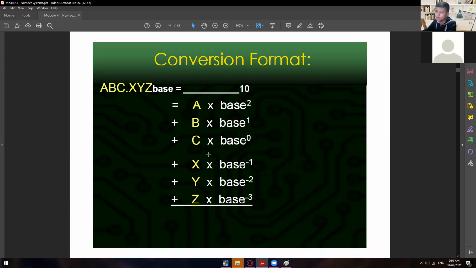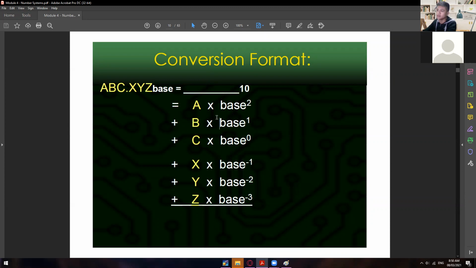Okay, and then for the fraction part, whatever the values of those are, x, y, z, multiply each to its base. You will start with -1, -2, and then -3. That's why we have here raised to -1, raised to -2, and then raised to -3. Okay, and then just do the math.